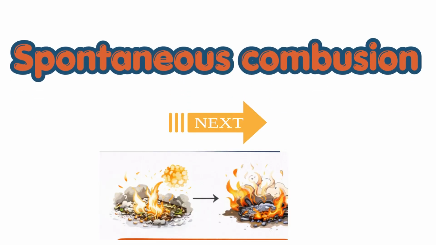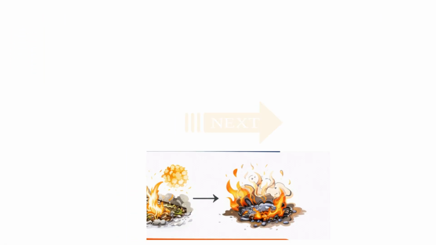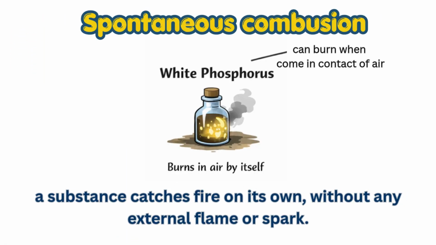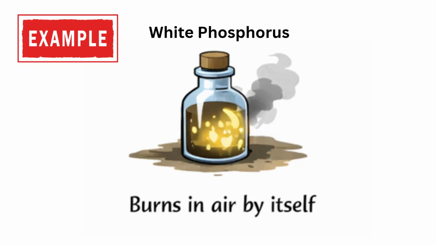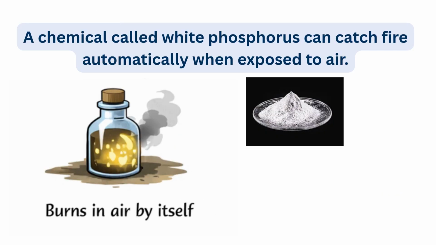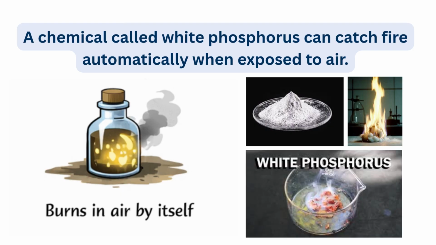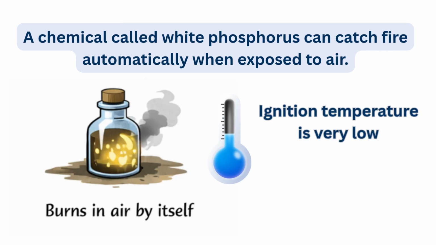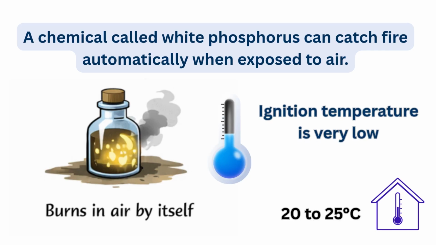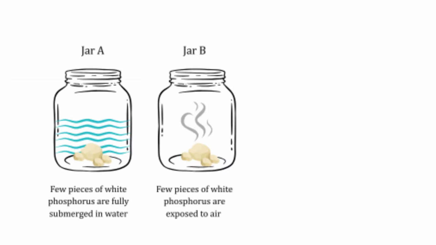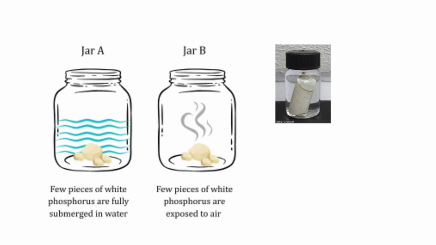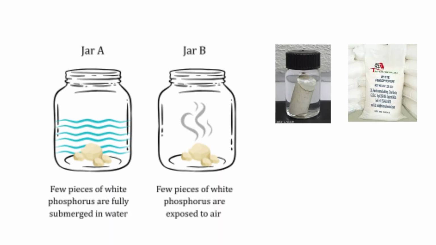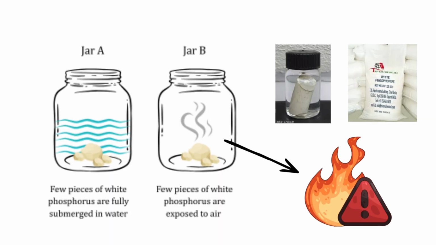The next type is spontaneous combustion, which is very fascinating. Here a substance catches fire on its own without any external flame or spark. For example, white phosphorus. A chemical called white phosphorus can catch fire automatically when it is exposed to air. This happens because its ignition temperature is very low, close to room temperature, so it does not need a matchstick to burn. Therefore, it is advisable to store it underwater or in an airtight container to prevent accidental ignition.